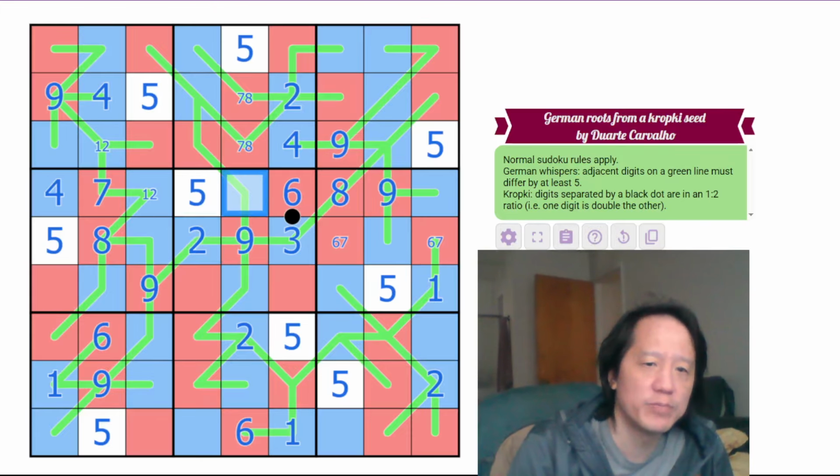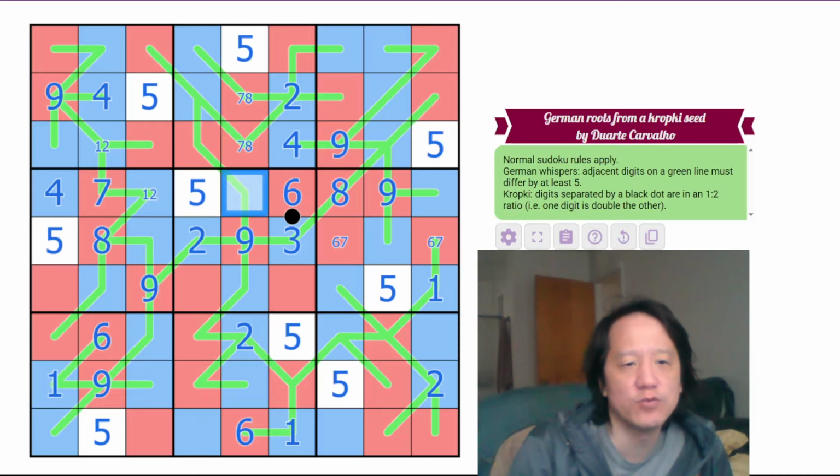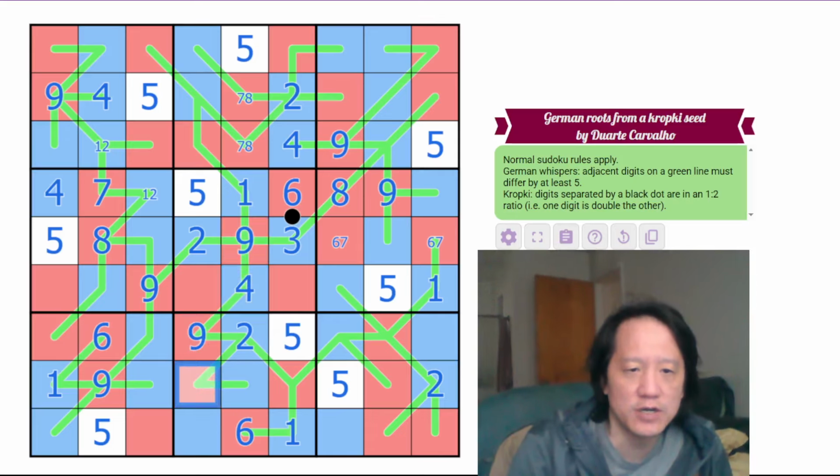We have a 1, 4 pair. This can't be 1 because of 4 in the row. Sorry, this can't be 4 because of 4 in the row. So this is 1. That's 4. 4 has to be next to 9 on a Whisper 5 line, so that's a 9.